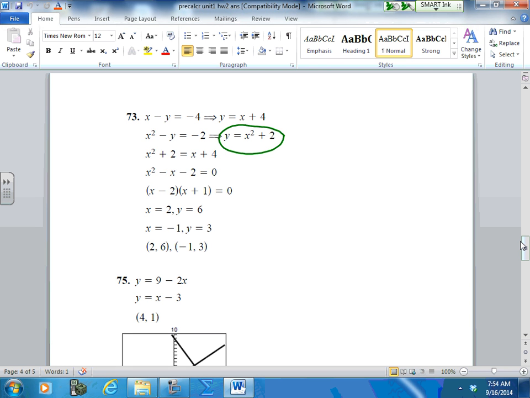Set them equal to y. I have a parabola and I have a line. It can cross once, twice, or none. So we've set them equal to each other. Descending x's, you got a quadratic, bring it to one side and factor it. And once you find your x's, find your corresponding y's. Good? No? Okay.